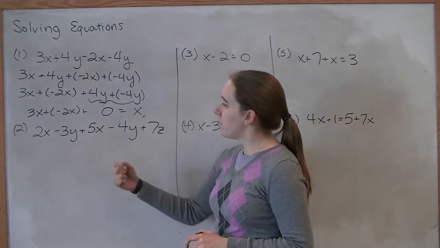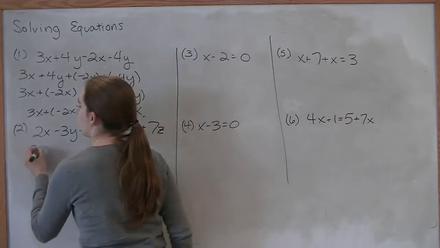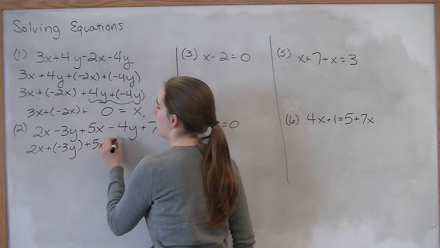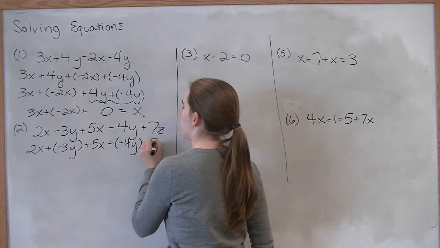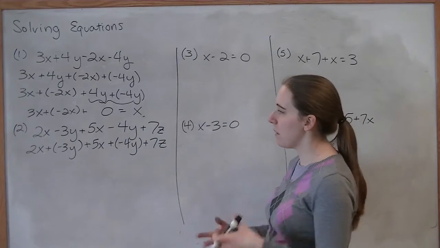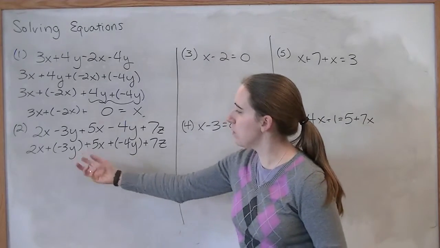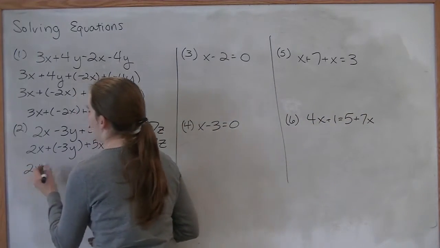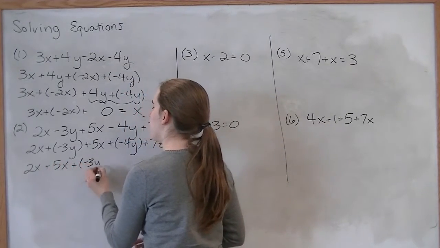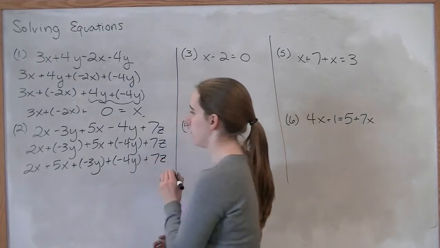Now let's look at this one. Again, I want to switch all my subtraction to adding the inverse. Then I know that I'm free to use the commutative property whenever I want. And again, I probably want to group together my x's, my y's, and in this case my z's. So I think if I switch these two pieces, that'll happen. So I get 2x plus 5x plus negative 3y plus negative 4y plus 7z.